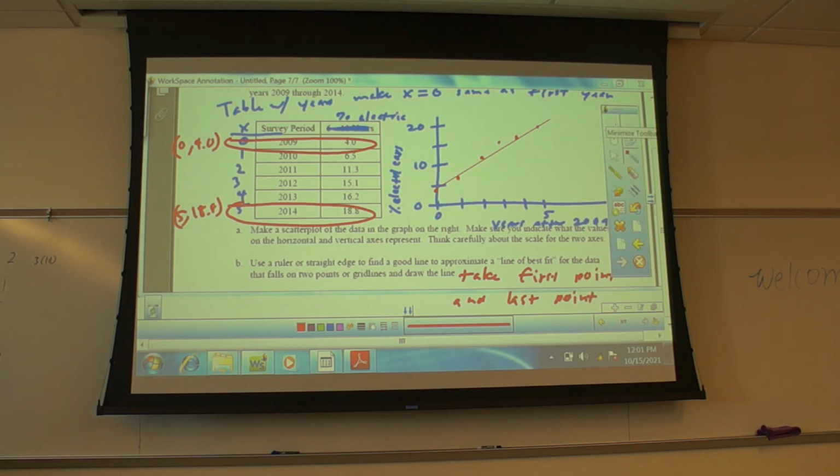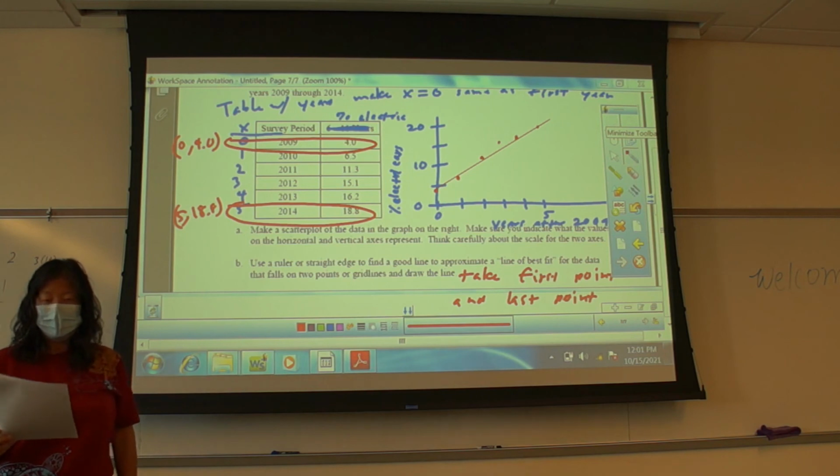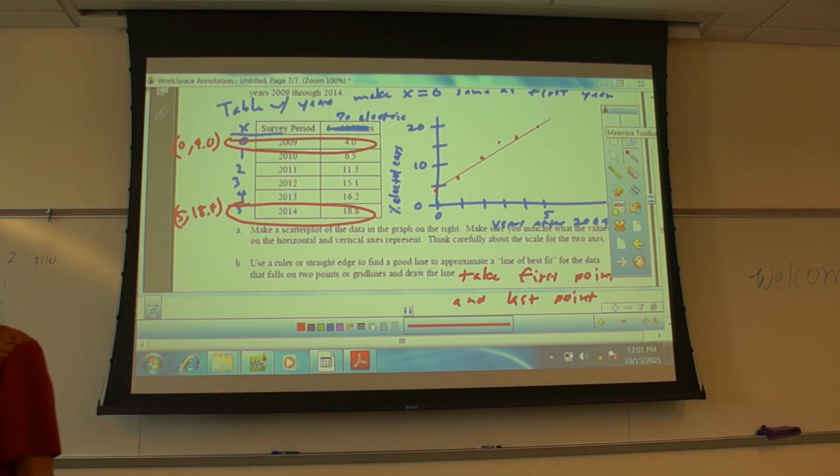From that, find your slope, interpret it in the context of the problem, find the equation for the line of best fit you chose. And then predict the percent of electric cars in the US in 2025.